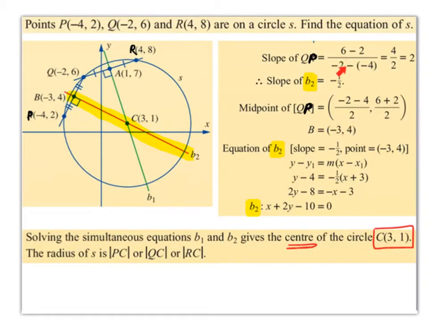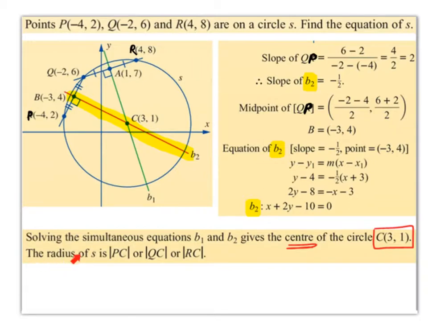We also have the slope minus a half, so we substitute those into the straight line formula, y minus y1 equals m times x minus x1. And we end up with the equation of B2, the perpendicular bisector, being x plus 2y minus 10 is equal to 0. So now we have the equation of the other perpendicular bisector. Solving the simultaneous equations for B1, the first perpendicular bisector in the previous slide, and B2, the second perpendicular bisector, gives a centre C 3, 1. So we have the centre 3, 1.